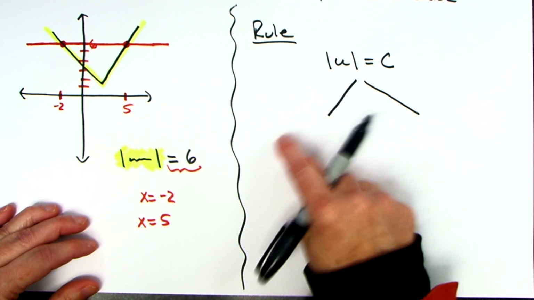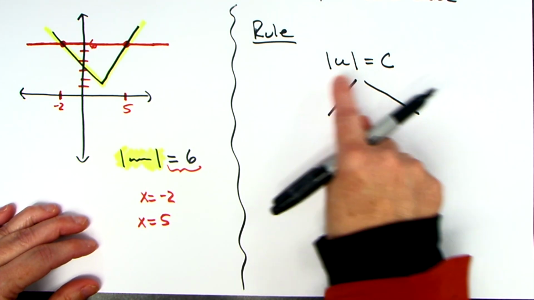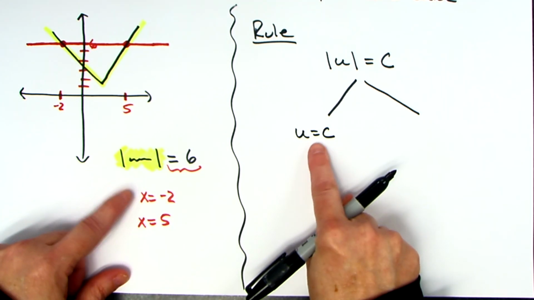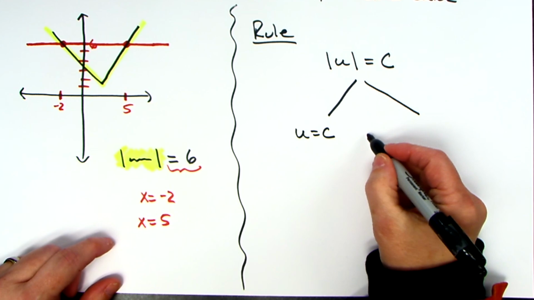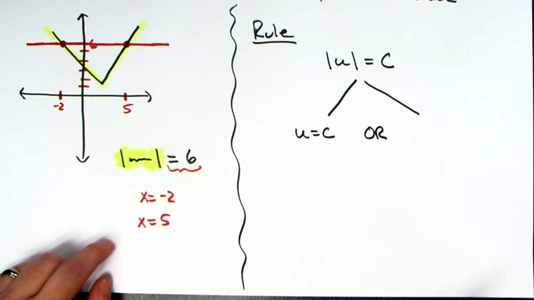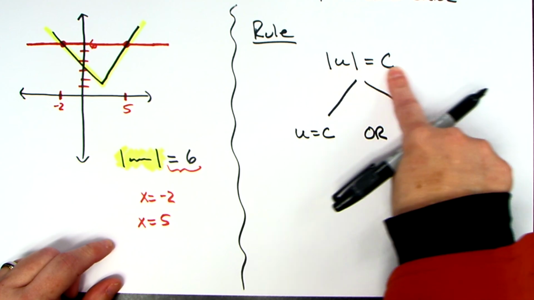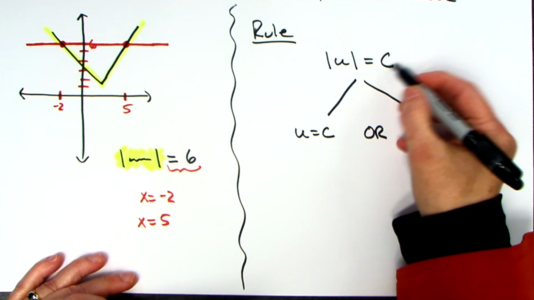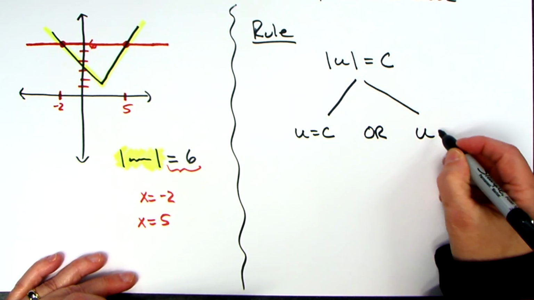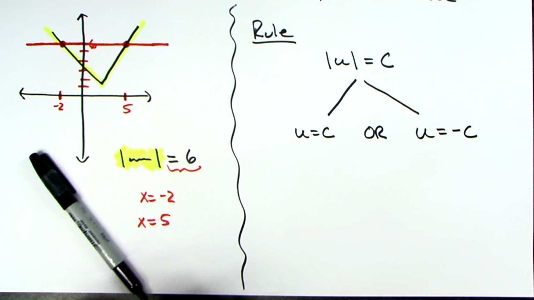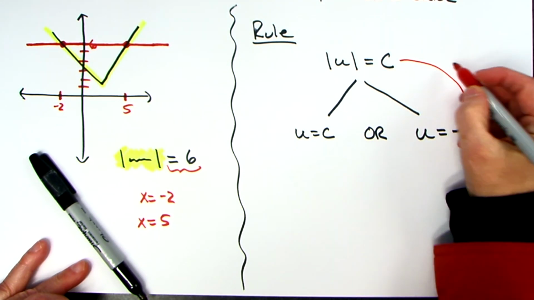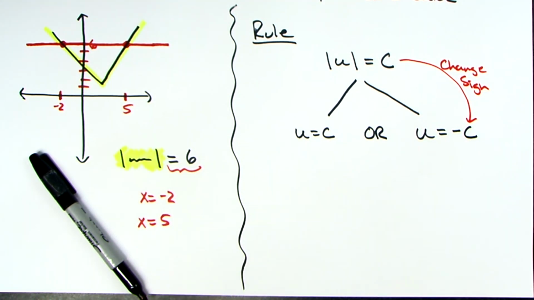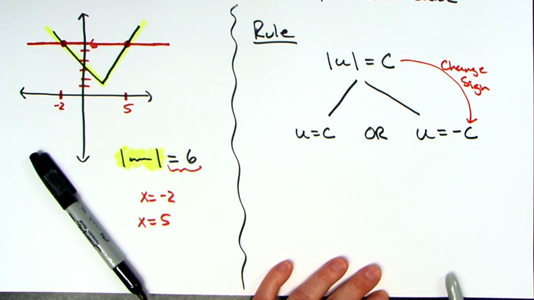For the first one, I always do the exact equation that it is and take away the absolute value bars, so I set u equal to c. That's going to give me one of the two answers. It will become an OR, automatically, guaranteed. Then I take the equation, and the only thing I do is change the sign of whatever's on the right hand side, so u equals -c. Change the sign there. And this will give you your second answer.